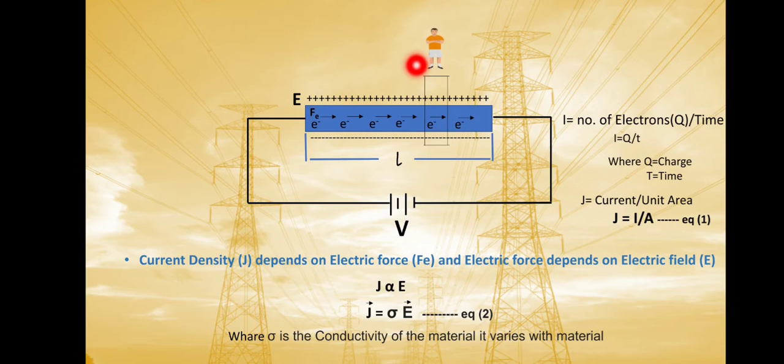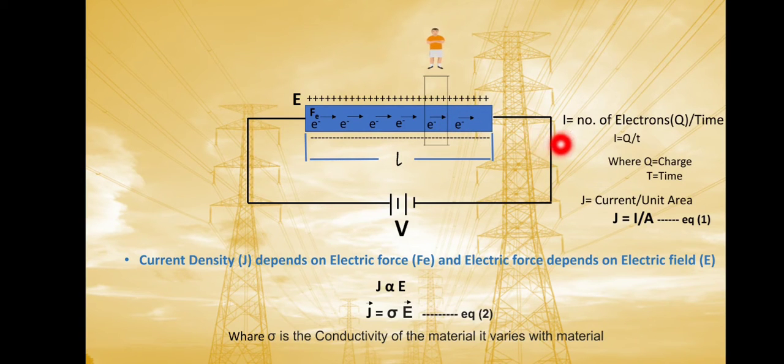One person is standing here and observing at this cross section of the conductor. If he observes 5 electrons passing through this cross section in 1 second, it gives you 5 amps.